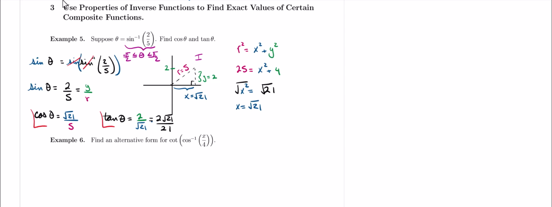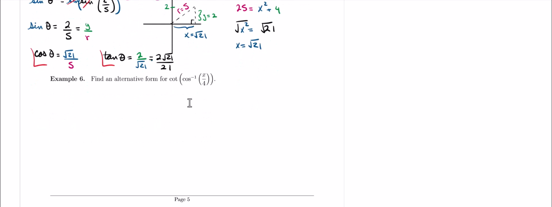Alright, now let's take a look at a very similar problem. So the next problem here, example 6, is asking us to find an alternative form for the cotangent of the cosine inverse of x over 4. Now I'm going to go ahead and use a similar approach to what we did above. Now remember that what we are given here, we're being given the cotangent of a certain angle. So I'm going to say that this one here is our angle theta.